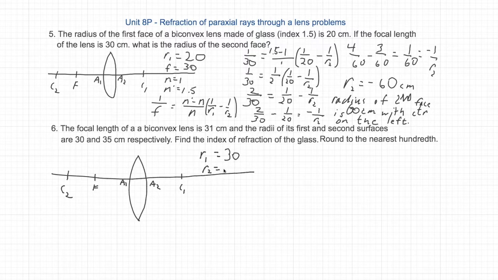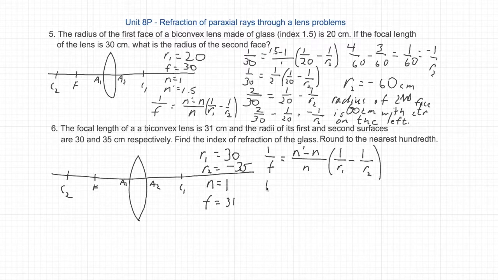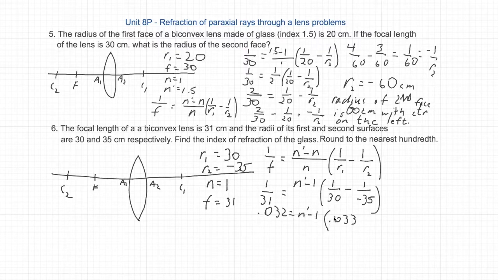So R sub 1 we're given is 30, that's a positive number. A1, C1, R2 is a negative number going from A2 to C2, right to left, so it's negative 35. The surrounding index air is 1, and the focal length is 31, a positive number from the focal point to the lens. So again, it's just a matter of plugging into our formula and solving for n prime. So let's convert all these fractions to decimals. It's going to be difficult to find a common denominator.